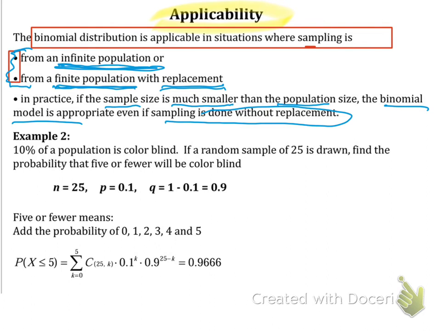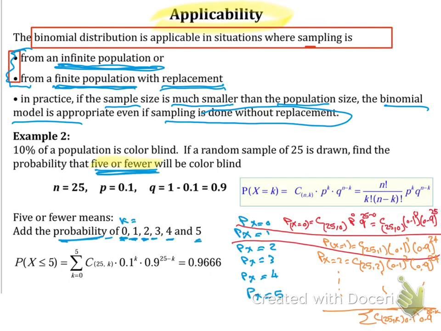So we look at this example, which will clarify the issue a little bit. In this example, it is a little bit tricky. I have 10% of the population who are color blind. If a random sample of 25, so this is the population, 10% of the population, and the sample, 25 of them, okay? So the n will be 25, and a sample of 25 is drawn.